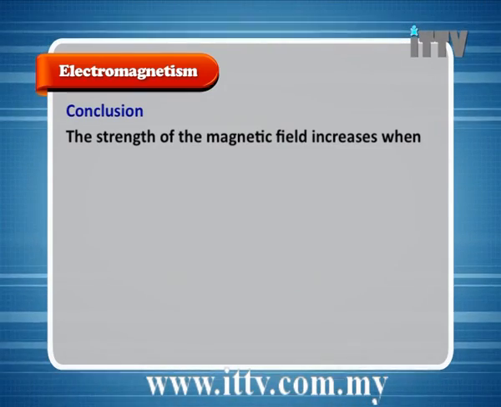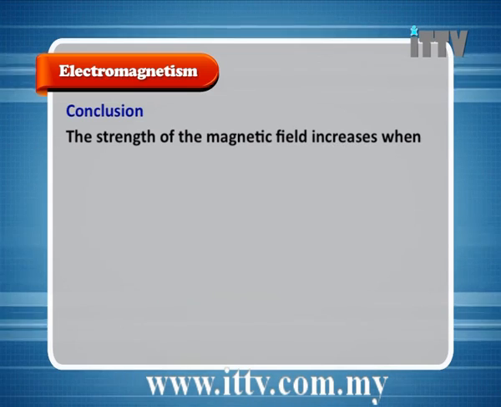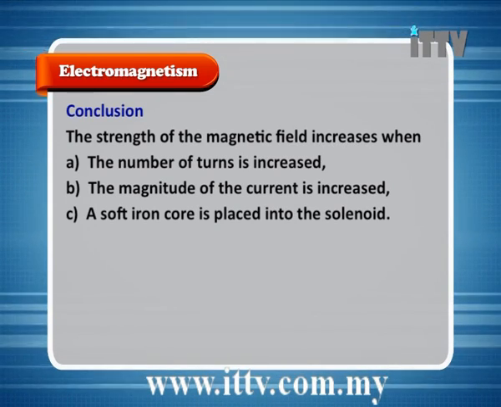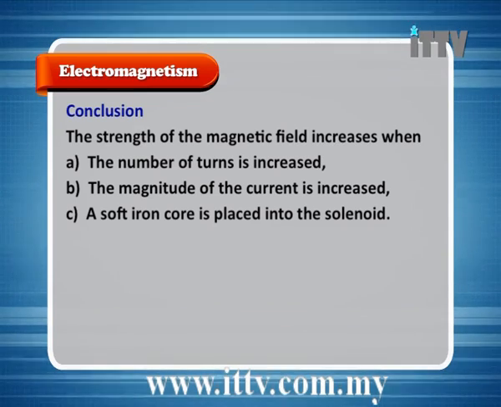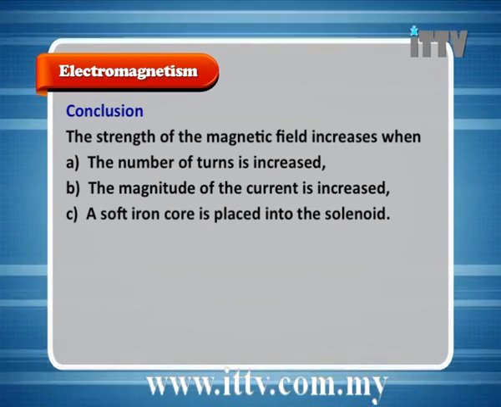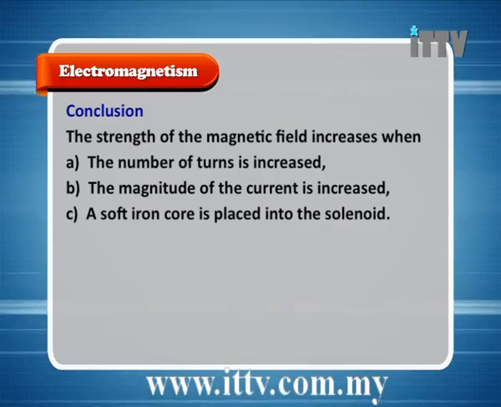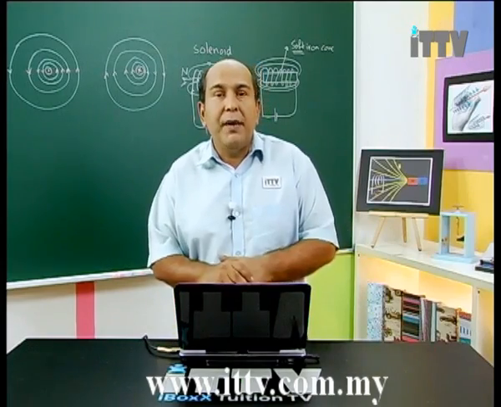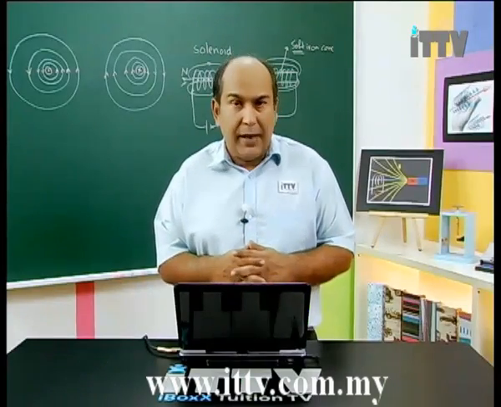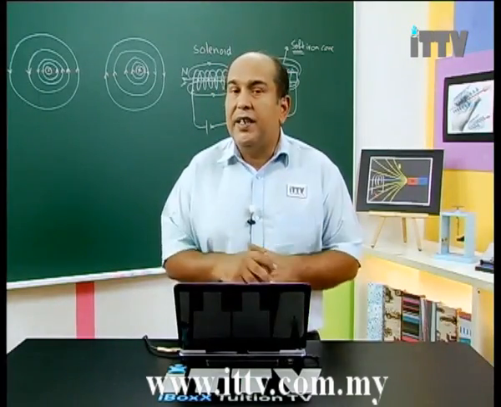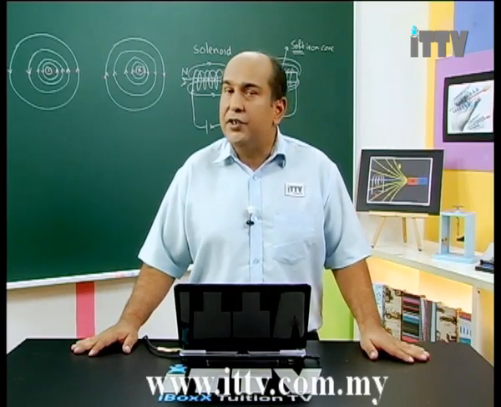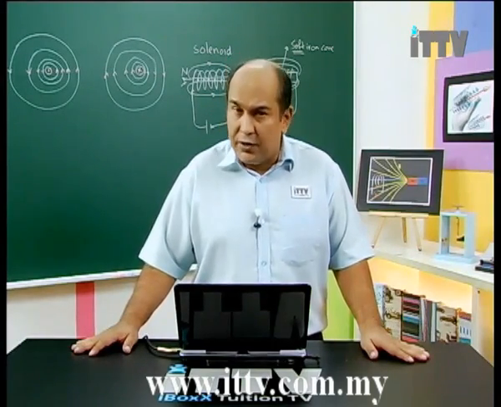Conclusion: the strength of the magnetic field increases when the number of turns is increased, the magnitude of the current is increased, and a soft iron core is placed into the solenoid. So the three main things that affect the intensity or strength of an electromagnet are the number of turns of the coil, the current, and using a soft or softer iron core.